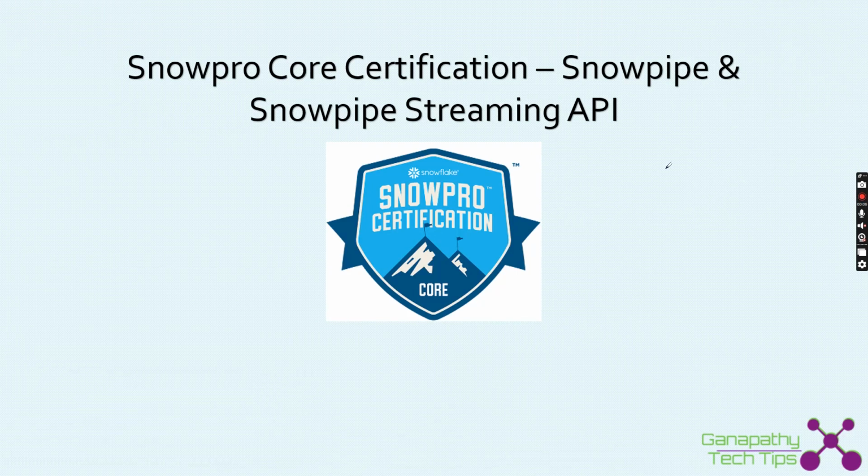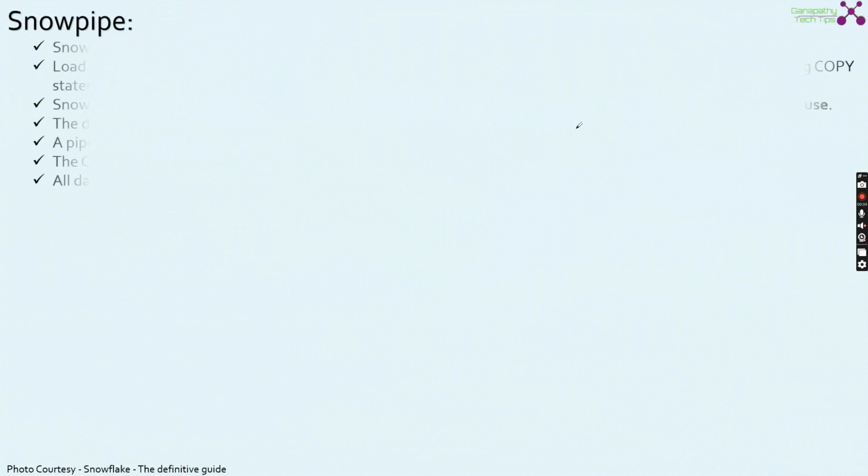In this video, we are going to look at Snowpipe and the Snowpipe Streaming API from Snowflake. So far, as part of data loading, we discussed the bulk data loading options using COPY INTO and other statements. But in this video, we are going to discuss micro-batch streaming options using Snowpipe and continuous streaming options using the Snowpipe Streaming APIs.